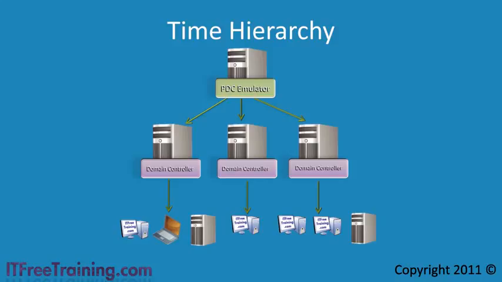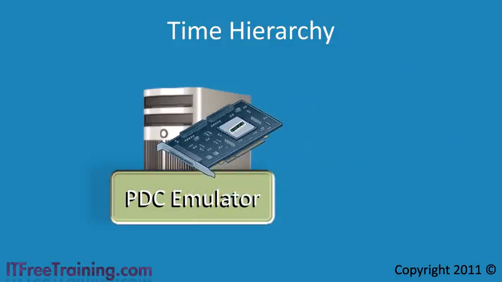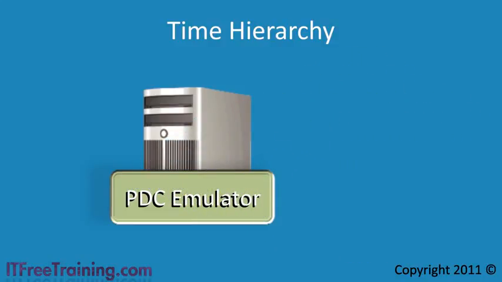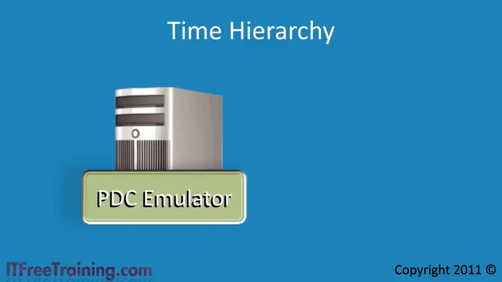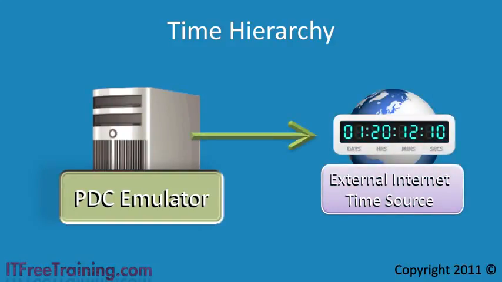If your company has the money, they may consider installing a hardware clock in the PDC emulator. These clocks are more accurate than the clock found in the computer. In most cases, a company will choose to sync the PDC emulator internal clock from an external time source. This is generally the preferred method because it will keep your clocks accurate and costs nothing in additional hardware. If your network does not have internet access, for example, it is a secure network, you may have no choice but to install a hardware clock in your PDC emulator to ensure the time stays accurate.